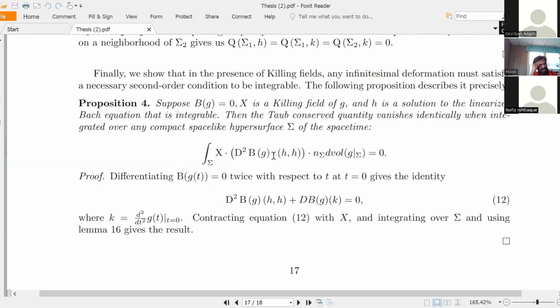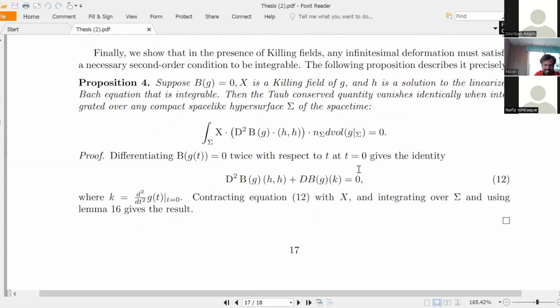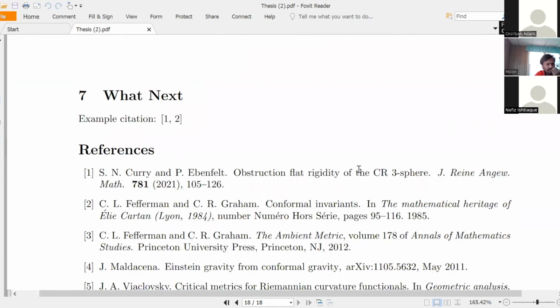Maybe sometime I can talk about it. This whole problem can be translated in the algebraic topology sense. Anyways, maybe I can talk about some other time. So this is basically the story so far. Our next goal is to prove the conjecture: in the absence of a Killing field, the Bach equation should always be integrable. I know it sounds pretty optimistic, but we have some sort of argument why that has to be the case. And our second conjecture is that whatever I did, which is necessary, should be sufficient.